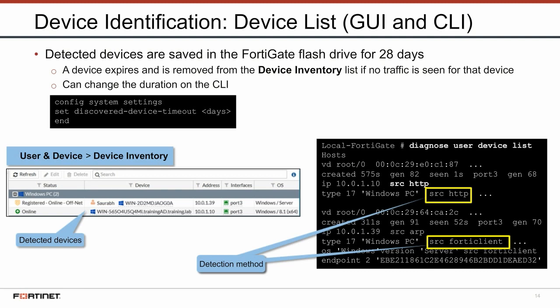Detected devices are saved to FortiGate's flash drive for 28 days. Therefore, on restart, FortiGate knows that devices have already been identified and does not have to recategorize each device. However, the device information will expire and be removed from the device inventory table if no traffic is seen from that device for 28 days. This action can be altered on a per VDOM basis using FortiGate CLI commands. The user displayed in the device information is just a tag. It cannot be used as a means of identification for an authentication policy.